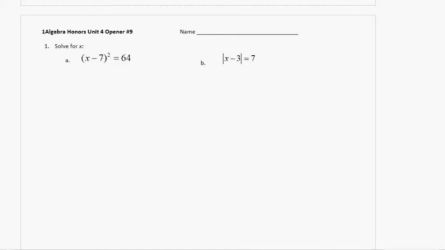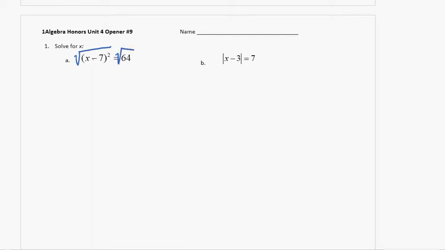What we can do is essentially use the order of operations in reverse here, and attempt to get rid of this exponent. So instead of getting rid of the thing inside the parentheses first, we're going to get rid of this exponent first. So what we can do is take the square root of both sides.